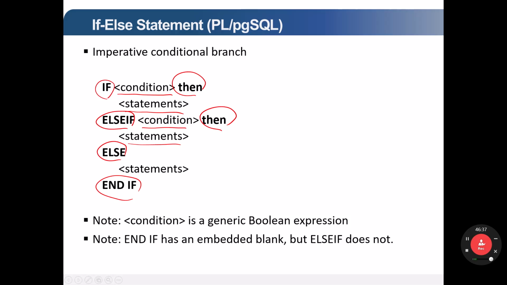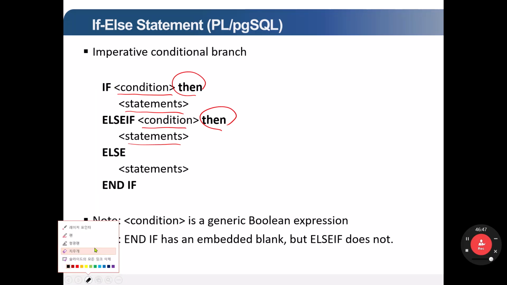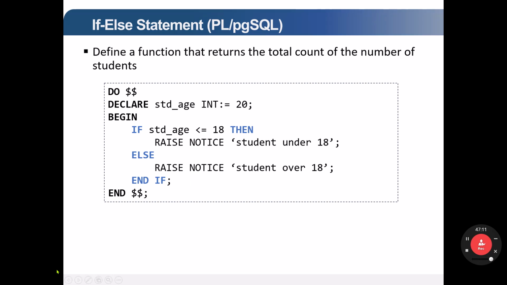And strangely, I found this is really weird. We have white space in between end and if, but we don't have white space in elsif. Sometimes this is confusing. This is a very common mistake while developers are writing in PL/pgSQL. I don't know why they did it, but that's how they implemented it.